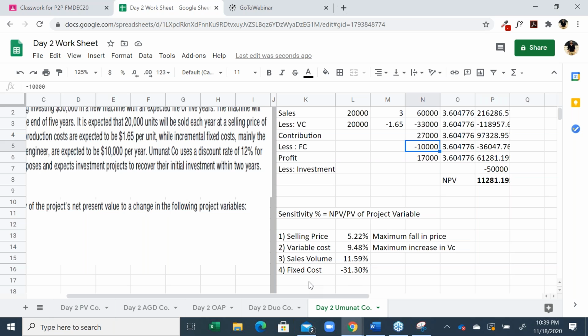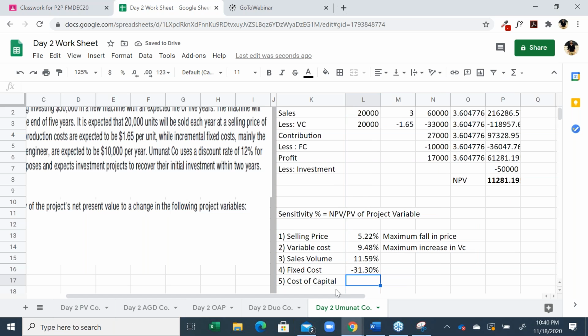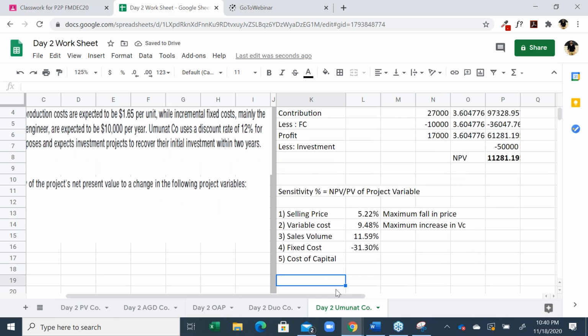Right? And let's do one thing more, and that's for the cost of capital. So how much change can we afford in our cost of capital? Now, for checking the sensitivity of the project with the cost of capital, we have to do some additional calculation. We have to calculate IRR first, because we all know that IRR is the rate at which NPV will be zero.